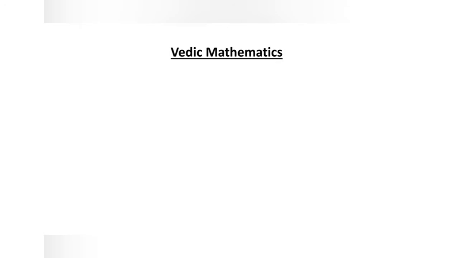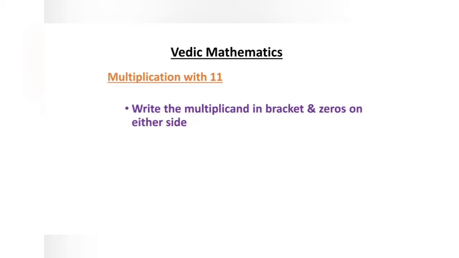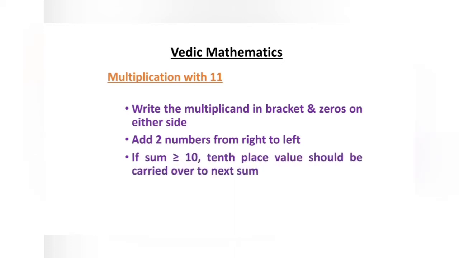Now let's begin by multiplication with ones. 11 first. Follow below simple steps to find the product of a number multiplied by 11. First, write down the number to be multiplied in brackets and zeros on the either side. Secondly, separate the number into groups of 2 and add them from right to left. Third, in case the sum of two numbers added is greater than or equal to 10, then carry forward the 10th place as it is usually done in simple addition. And then we will be with the product.